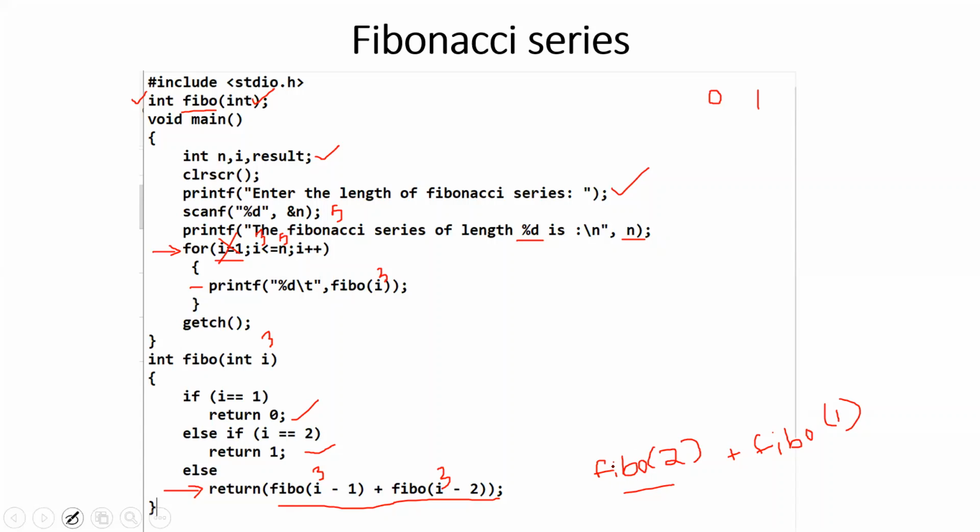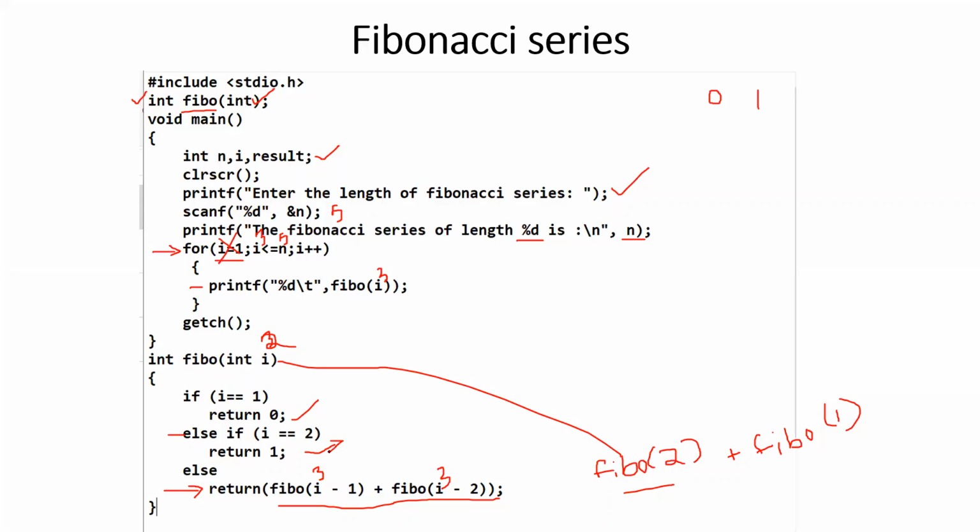What will happen now? When we are calling a function, it will move towards the function header, Fibo of 2. Now what will happen? Instead of this I value, it will be substituting the I value as 2. Now it will come and check over here. I value is 2. So if I is equal to 1, it will move towards the else part. As I value is equal to 2, it will return 1.